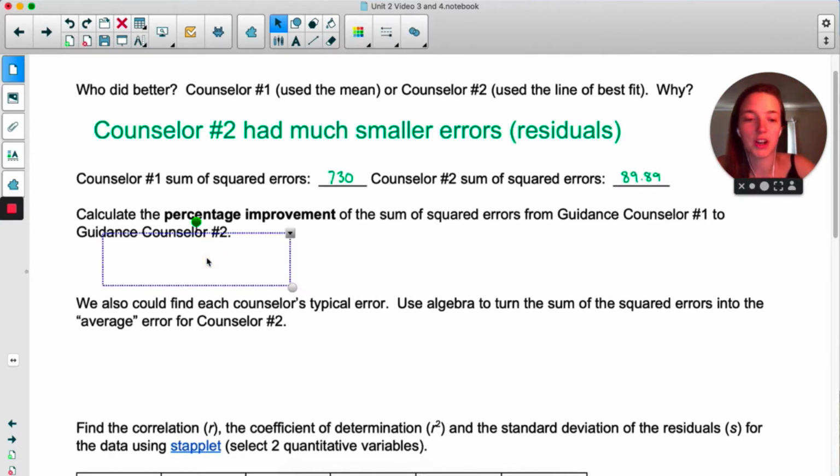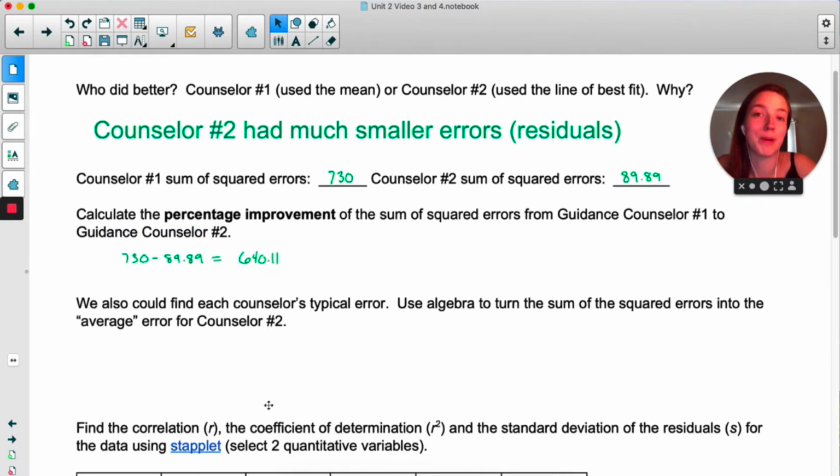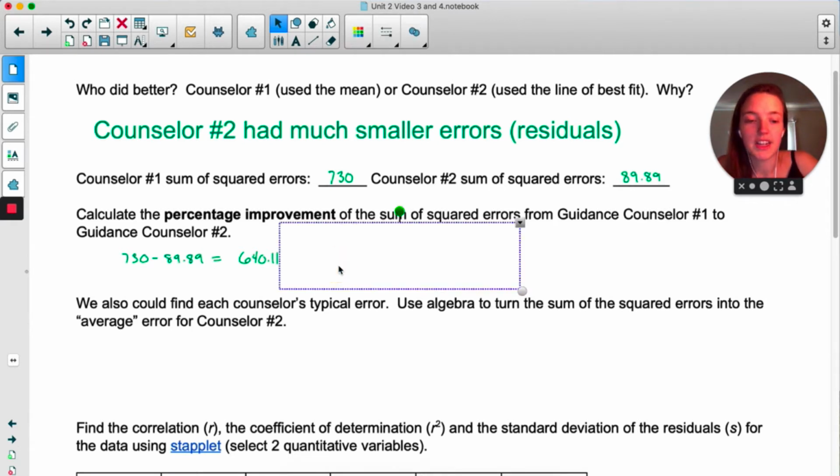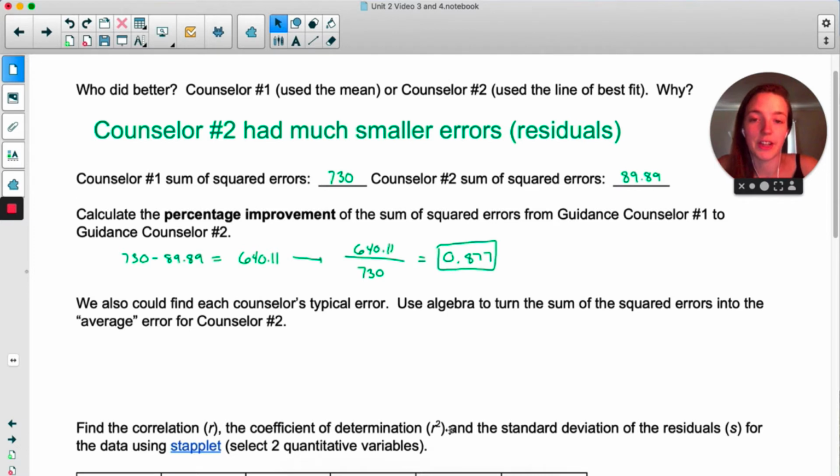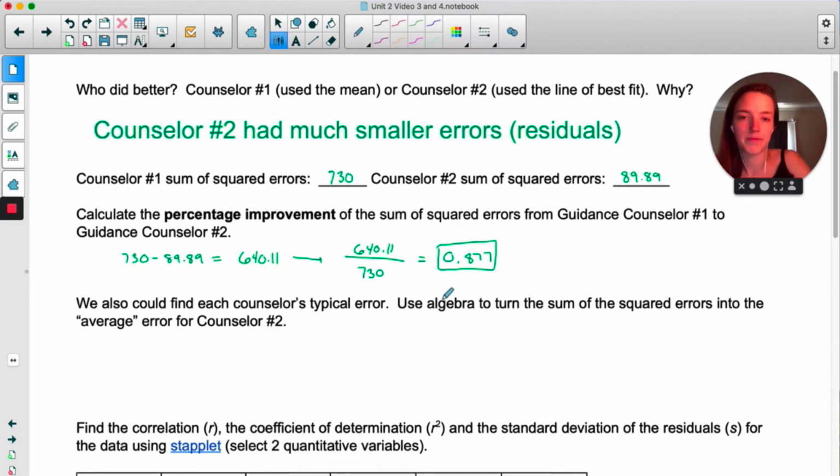So to do that, we're going to start by figuring out how much better Counselor 2 was. So we're going to take the 730 and subtract 89.89. So this is how much better Counselor 2 was. And then we're going to take that and divide it by 730. This gives us a proportion. I guess I should write it as a percent because it asked for percent improvement. So this is how much better Counselor 2 was than Counselor 1.